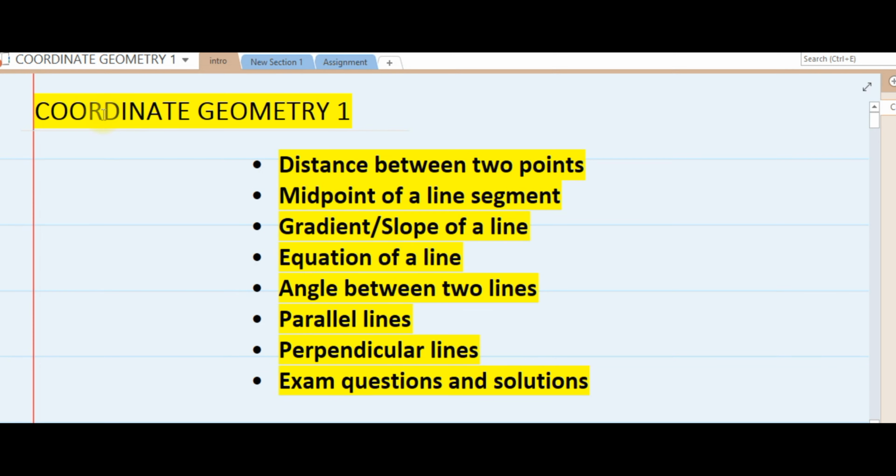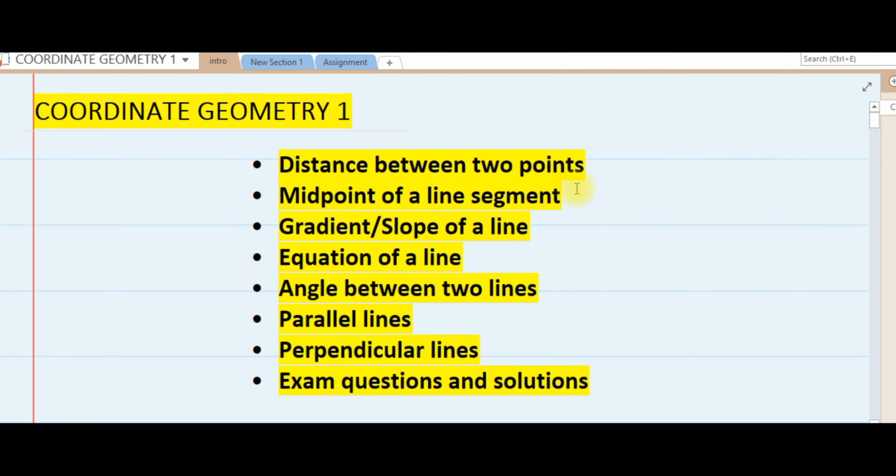Hello viewers, you are welcome to this special episode of my tutorial, which is titled Coordinate Geometry 1. Under Coordinate Geometry 1 we'll be looking at distance between 2 points, midpoint of a line segment, gradient or slope of a line, equation of a line, angle between two lines, parallel lines, perpendicular lines. We now solve exam questions.